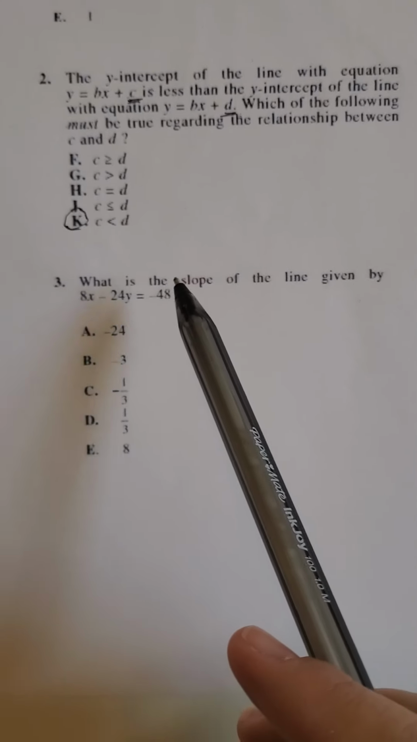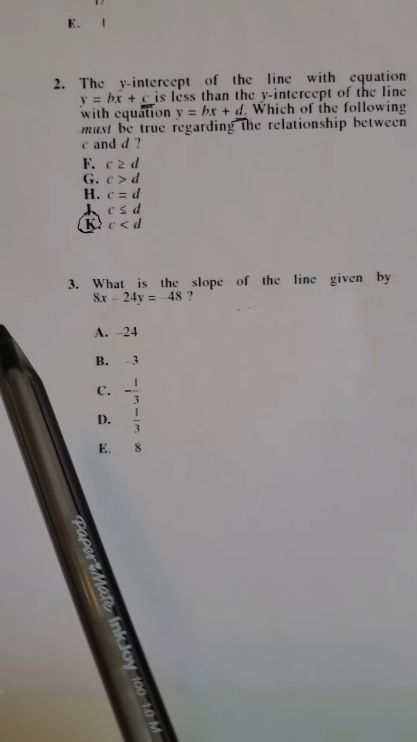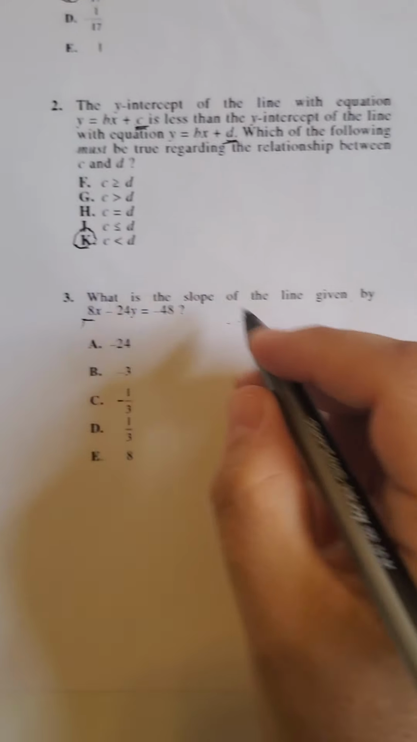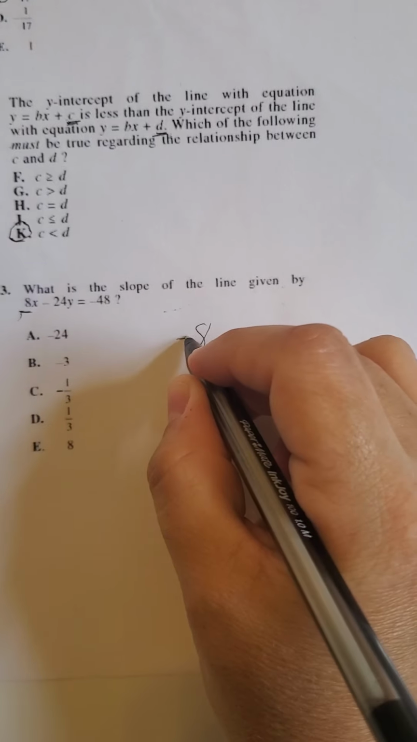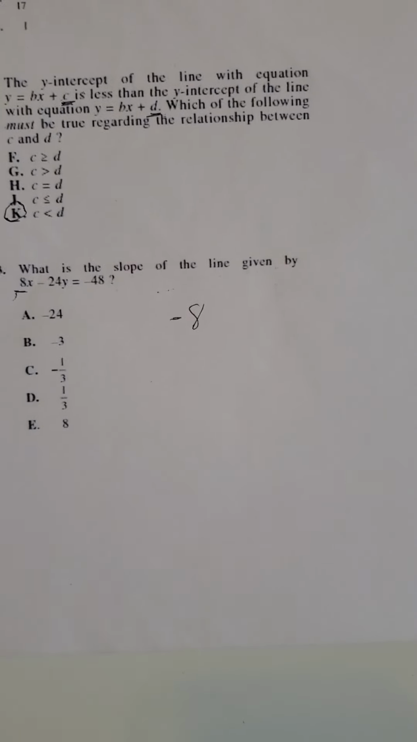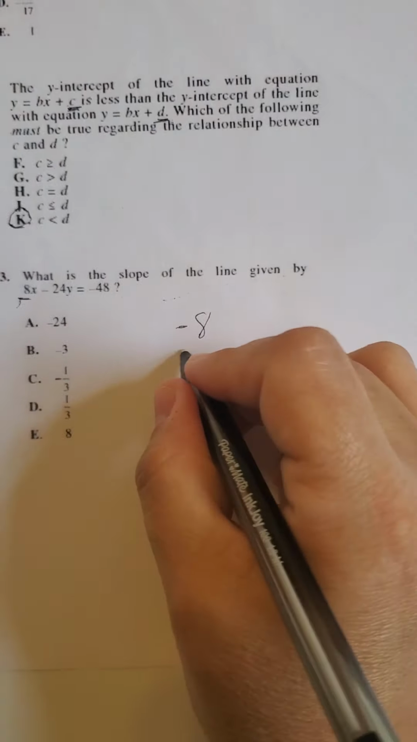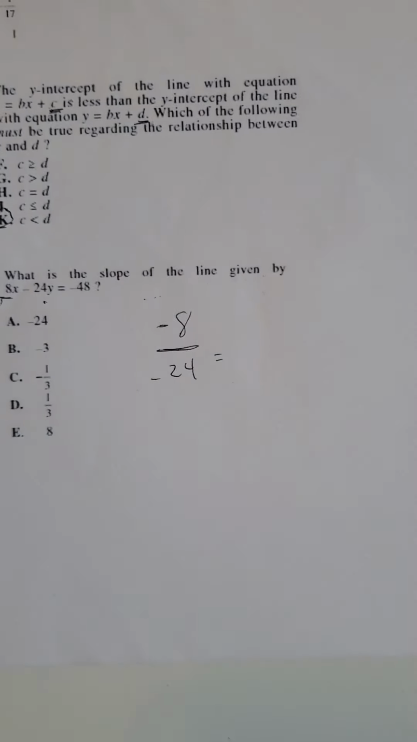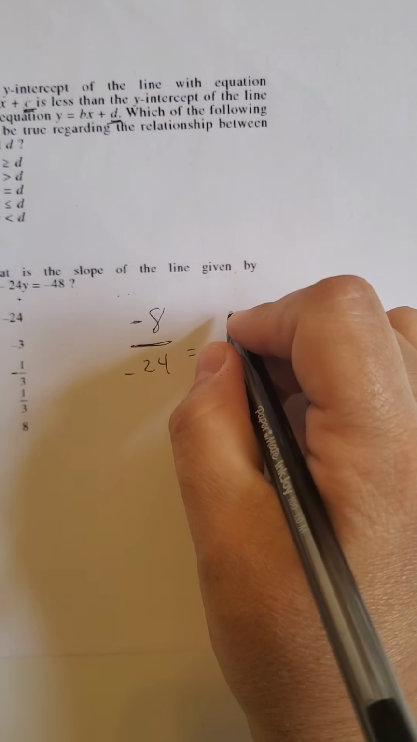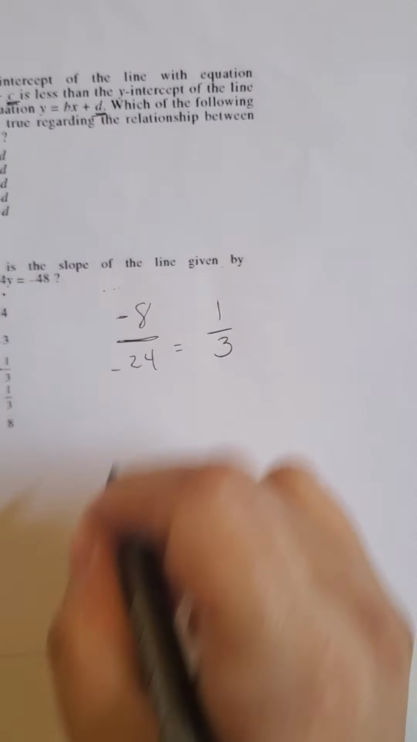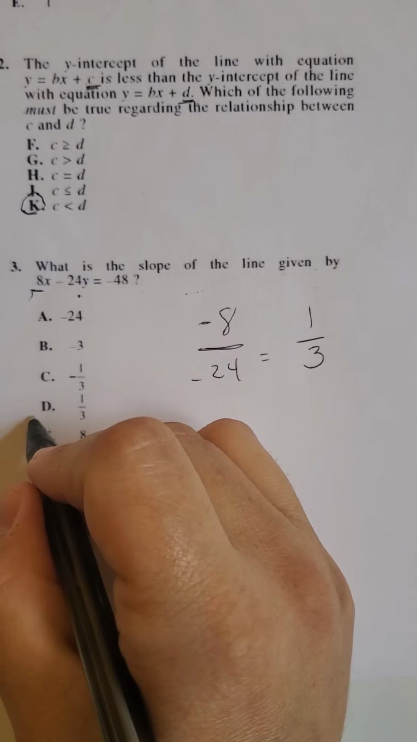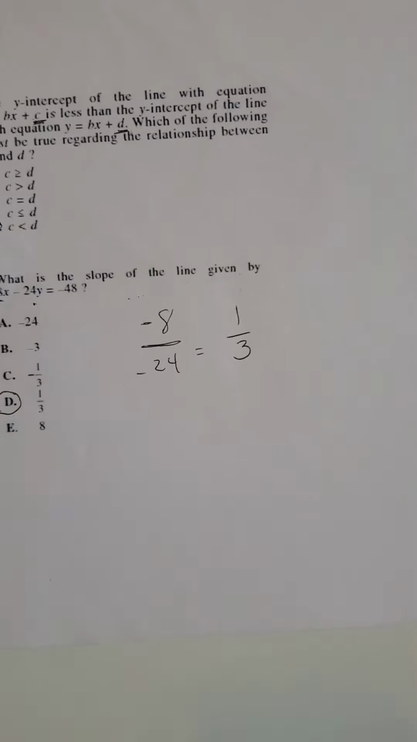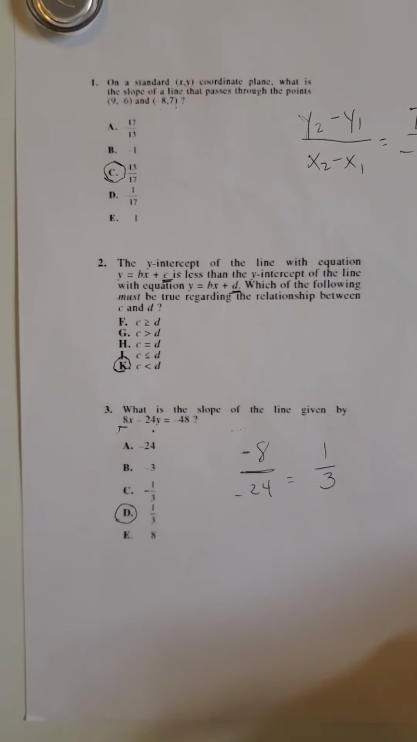All right, what is the slope of the line given by, okay, remember how I showed you the shortcut. Take the number in front of the X, 8, bring it over here, change its sign. If it's positive, make it negative. If it's negative, make it positive. Then divide by whatever's in front of Y, negative 24. And then I can reduce that, and that should give me 1/3, because negative over negative is positive. So my answer is D. Some of you may have picked C, because you forgot negative over negative is positive. Okay, so that's the first 3.